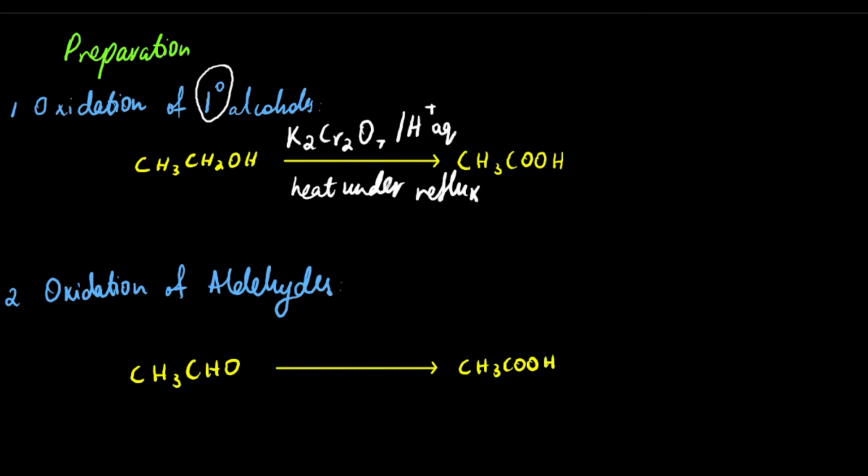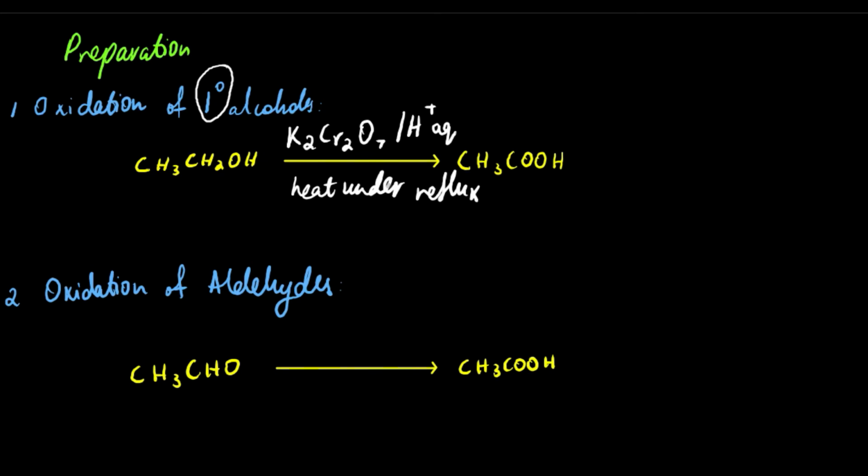Now, continuously heating this in the presence of acidified potassium dichromate, ethanol will be oxidized and form a carboxylic acid with the name ethanoic acid. One thing to note is that the carbon chain remains the same from reactants to products, meaning that there are two carbons in the primary alcohol that we've used as a reactant, and there are two carbons in the product carboxylic acid that we have.